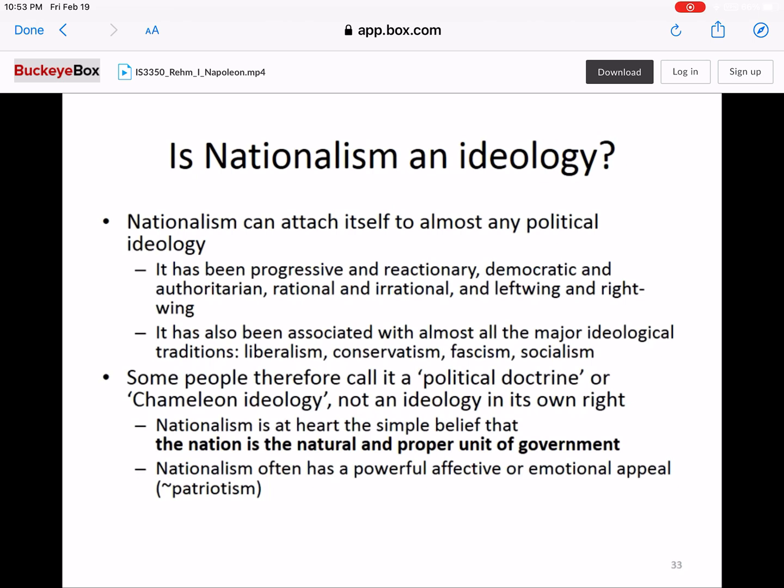The problem with nationalism is that it really can morph or attach itself to all the other main ideologies. So it has been sometimes progressive, sometimes reactionary, sometimes democratic, sometimes authoritarian, sometimes rational, sometimes irrational, sometimes left-wing, and sometimes right-wing. And so you really find nationalism attached to all sorts of things, including liberalism, conservatism, fascism, and socialism. Therefore, some people would call it a political doctrine rather than an ideology, or a chameleon ideology, not an ideology in its own right. What is it? Well, nationalism at its heart is the simple belief that the nation is the natural and proper unit of government.